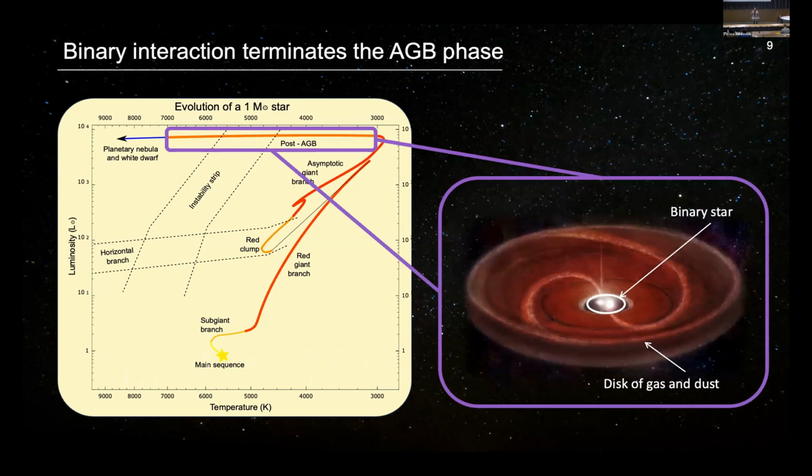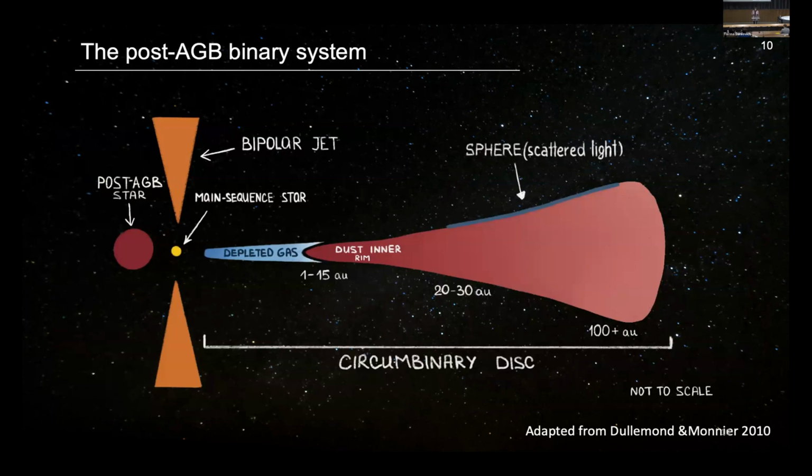As I explained before, in the case of a binary system, the AGB phase of the primary star is terminated by the binary interaction, resulting in the formation of various structures, including a stable circumbinary disk. Here is, for example, a sketch of a typical post-AGB system. We have a post-AGB star, a main sequence companion, and a circumbinary disk around the binary system. We also have a small circumcompanion disk around the main sequence star, and bipolar outflows, which we also refer to as jets, launched from the position of the secondary companion.